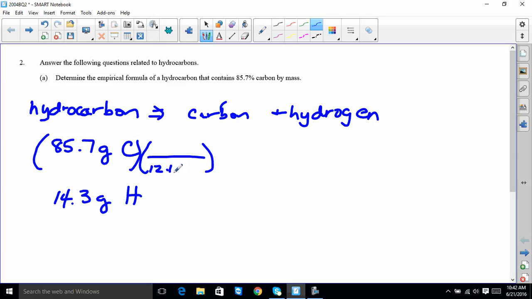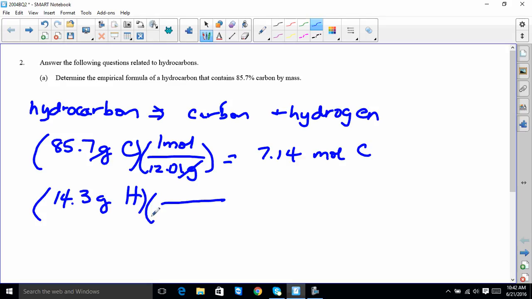Well, this is 12.01 grams, goes down to cancel in a mole, because the mole is the most important concept in all of chemistry. When you do that on a calculator and round to 3 sig figs, you get 7.14 moles of carbon. Then you do the same thing for hydrogen: 1.008 grams of hydrogen per 1 mole of hydrogen. This has 3 sig figs, this has 4, and the ones are implied. This ends up being 14.2 moles of hydrogen.